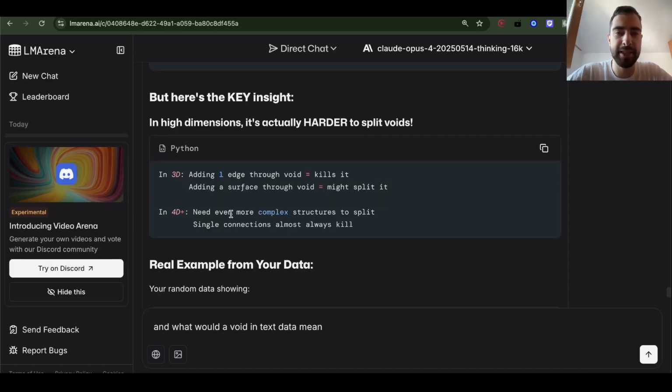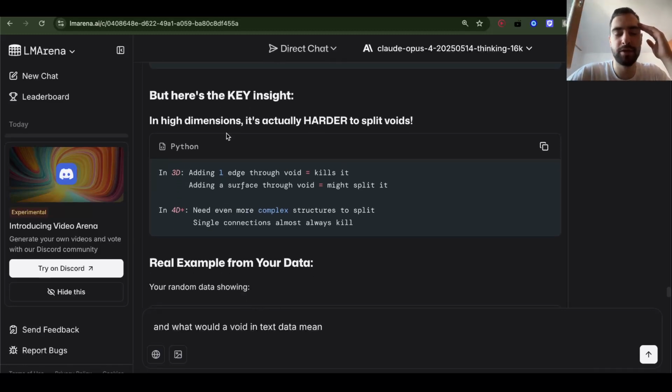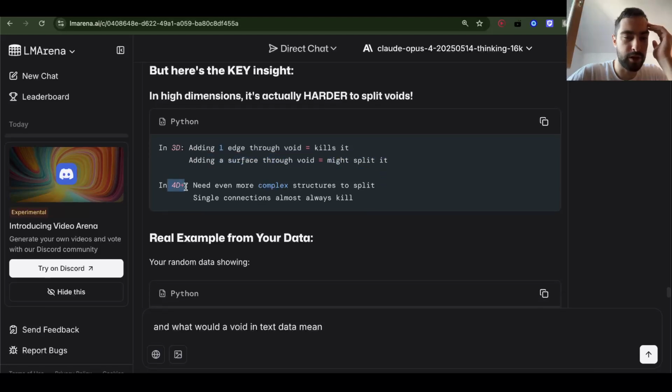I said earlier that voids can be split into 2, but it says here that it's difficult the higher dimensions you go. So in 3D, adding one edge through a void kills it. Adding a surface through a void might split it. In dimension 4 plus, you need even more complex structures to split. A single connection almost always kills.